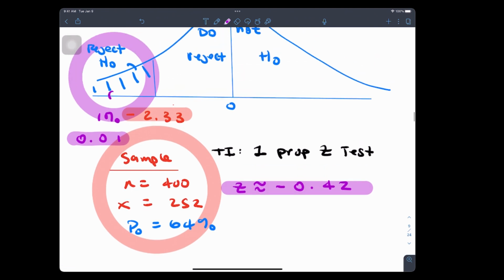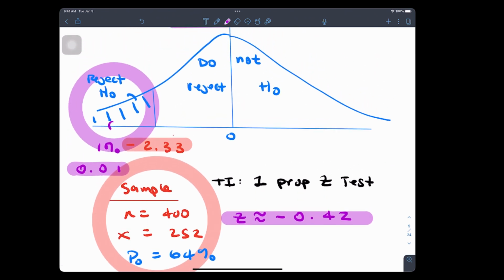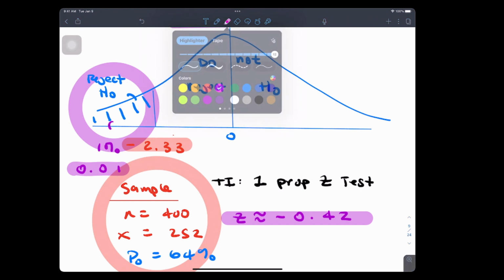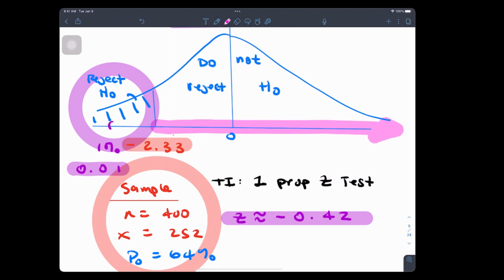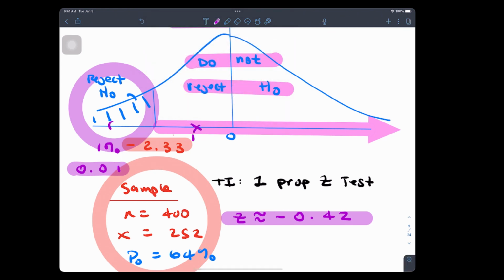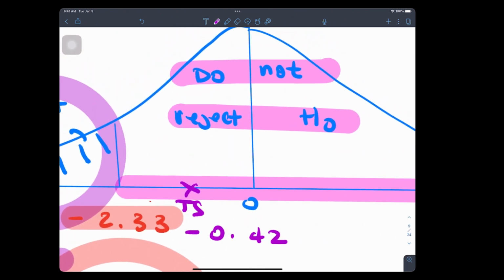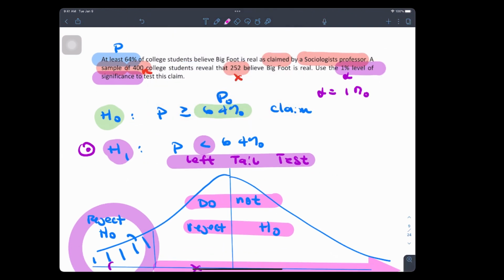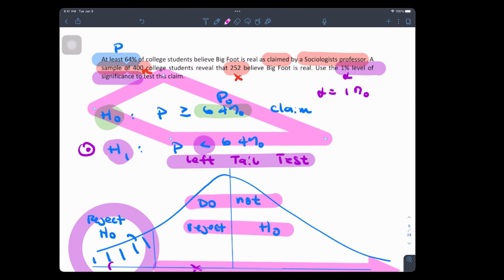So where does this live on your decision rule, ladies and gentlemen? Negative 0.42. Do you guys know where that lives? Any test statistic to the right of your critical value of negative 2.33, we do not reject the null. So where is negative 0.42 at? It's going to be where? Right here, negative 0.42. And what does that mean? Do not reject the null. You don't reject the null. So if you don't reject the null, what are you busy doing? You're accepting the null. Is that right?